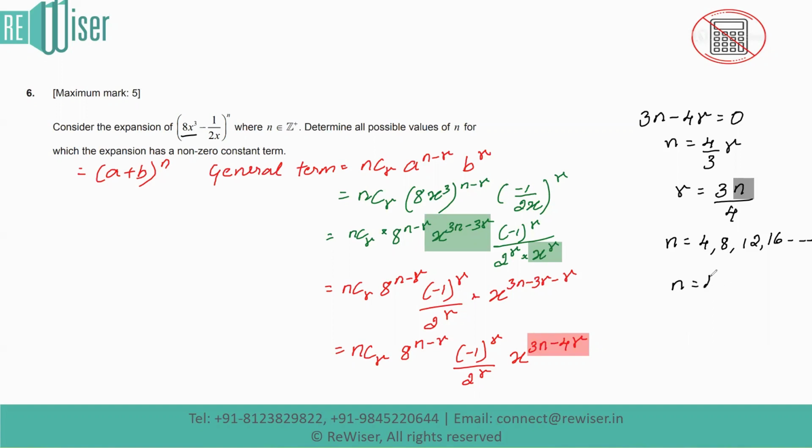So in general, we can also say that n is 4 times some constant k, where k belongs to the positive integers. So we can also say this, and this is the right answer for the sum.